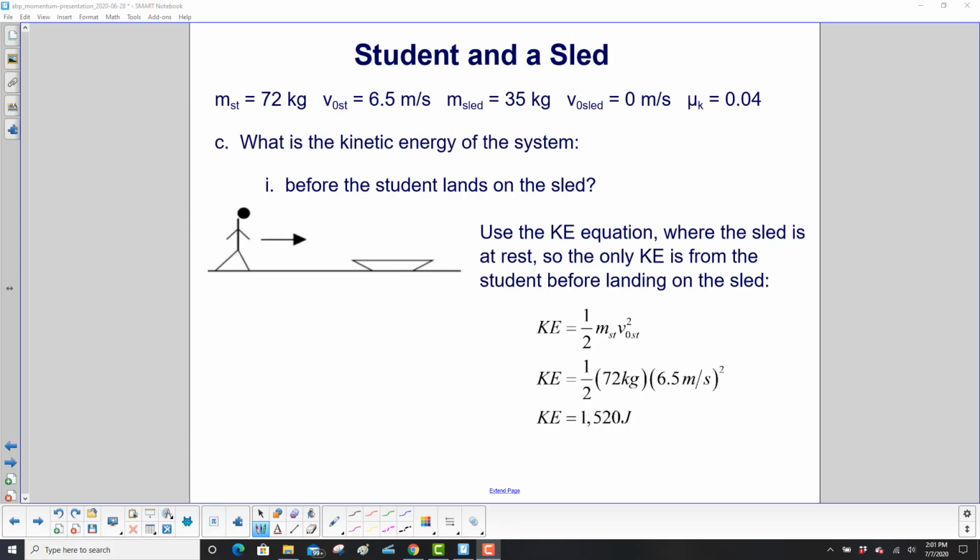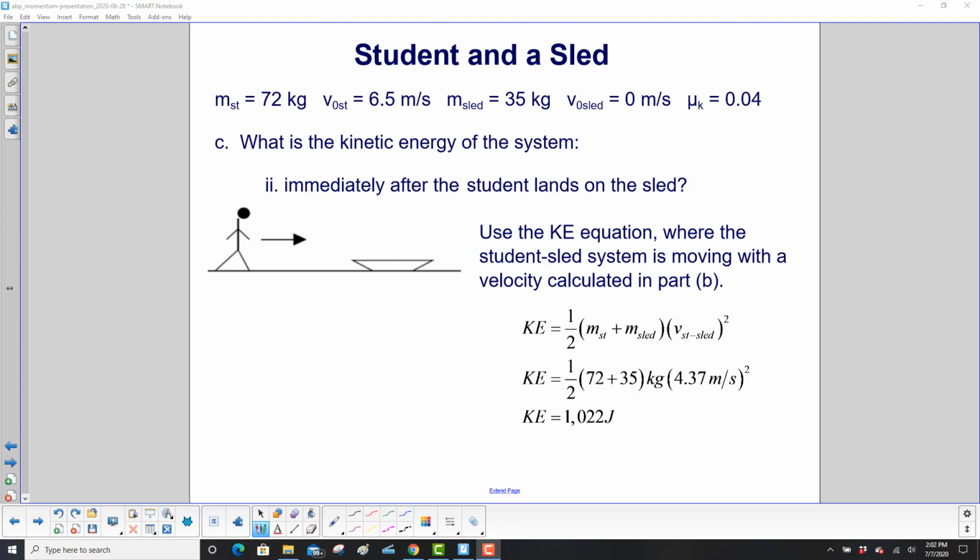What is the kinetic energy of the student sled system before the student lands on the sled? Well, we're going to use the kinetic energy equation. The sled is at rest, so the only kinetic energy is from the student before the student lands on the sled. So that's 1/2 mass of the student times the initial velocity of the student squared. Put our numbers in, being sure to square the velocity, and we get 1,520 joules.